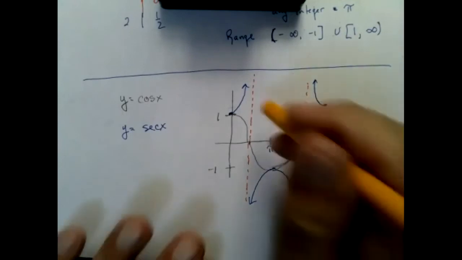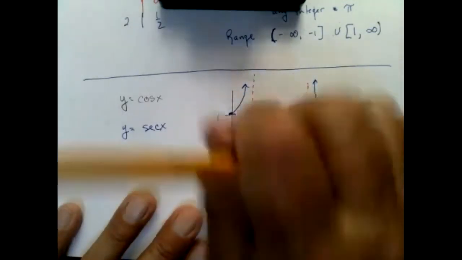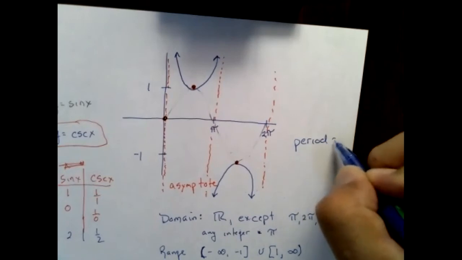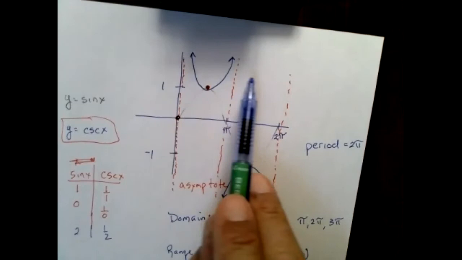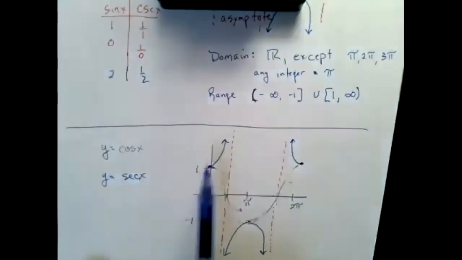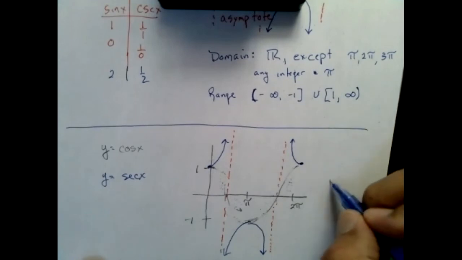Just like the last one, again, the period is 2 pi. I didn't mention that up here. I should have. Period equals 2 pi. Because from here to there, and then it will start to repeat. Same with down here. From here, it goes up, it does this, and then it comes back down to 1. So again, the period is 2 pi.